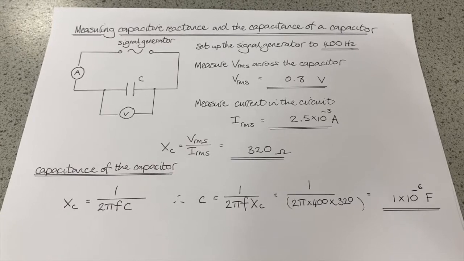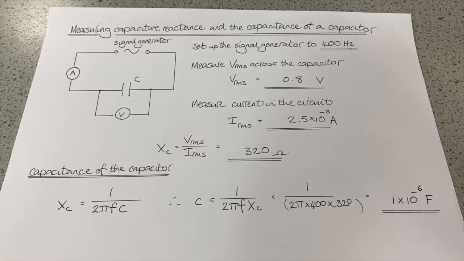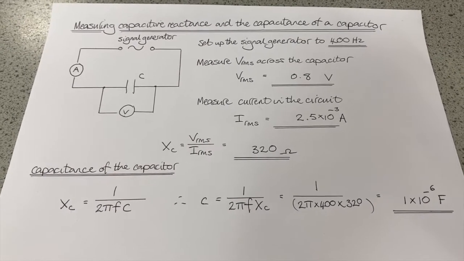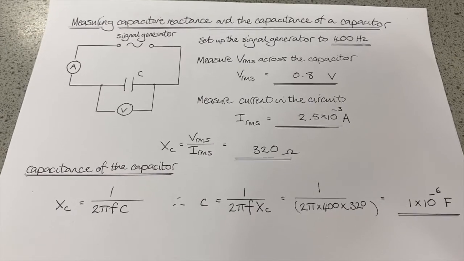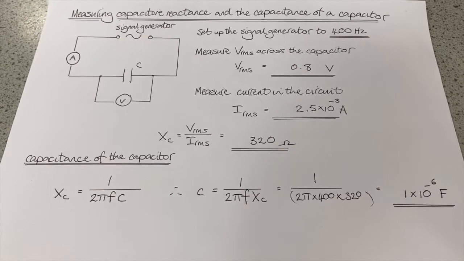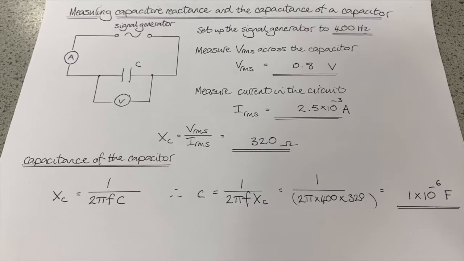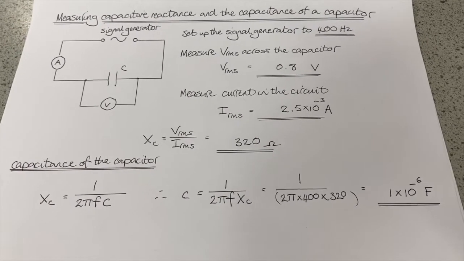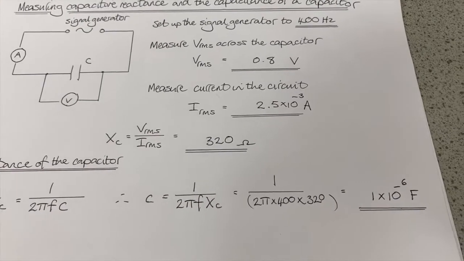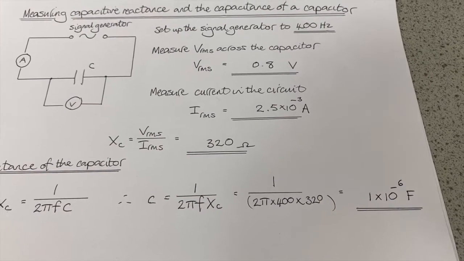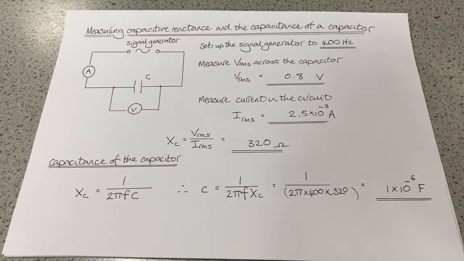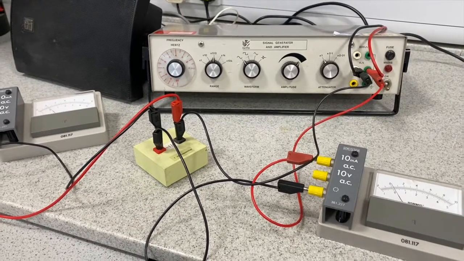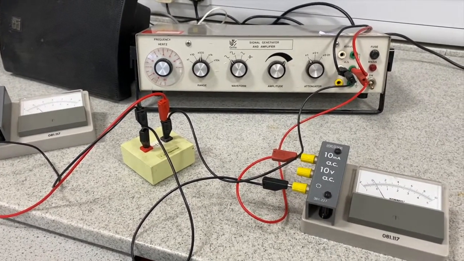So that was the setup for the capacitor. Signal generator set at 400 hertz. We worked out a capacitive reactance of 320 ohms. And from that 320 ohms and the frequency of the supply, we could work out the capacitance of the capacitor, which was 1 times 10 to the minus 6 farads, 1 microfarad. Going to have a little look at an inductor next.